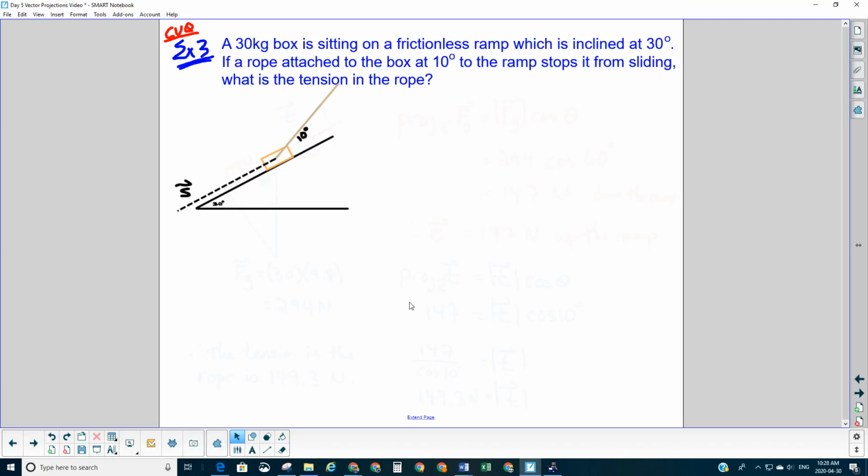All right. Now, we have to imagine all of the vectors in the scenario that are acting on this box. The vector that is acting on everything in the world is this vector. That is gravity, the force due to gravity. Everything wants to go straight down to the center of the earth. This box, had it not been for the ramp, would fall straight down.